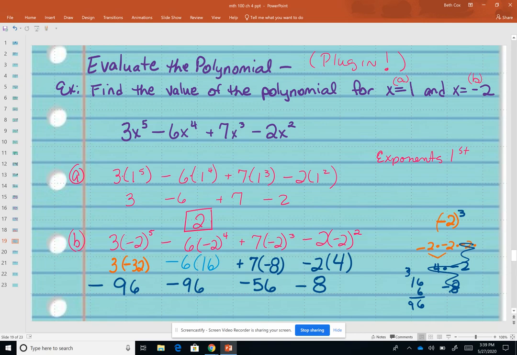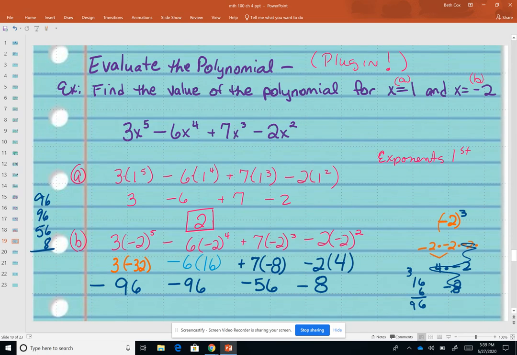I'm going to add all these up. So I've got 96, 96, 96, 56, and 8. I hope y'all have a calculator. Let's see. I get 254. Hey, y'all, let me know if that's wrong, okay?